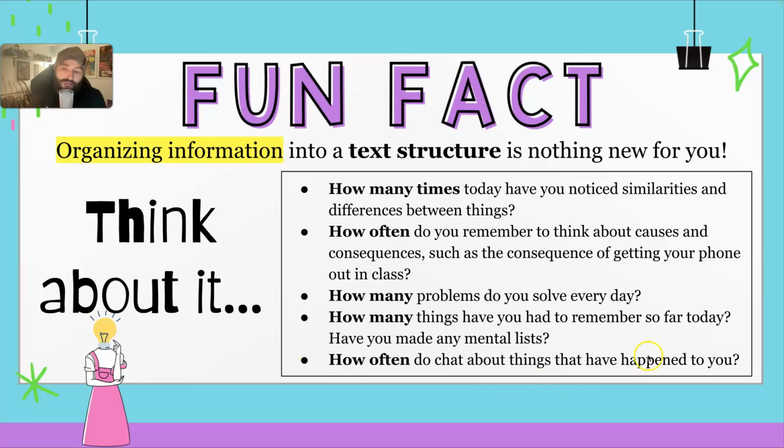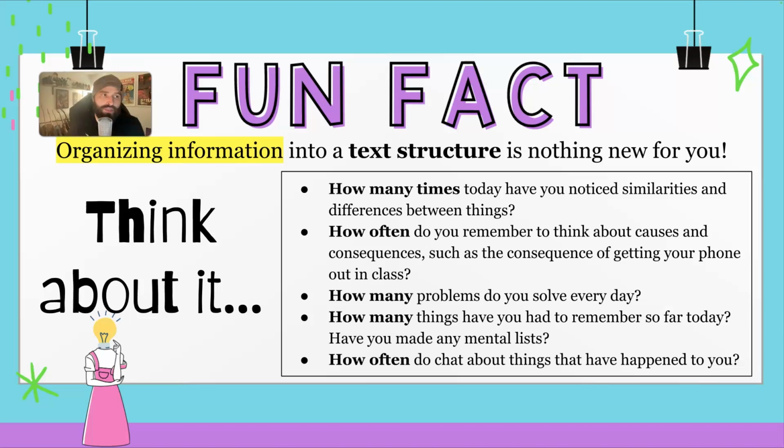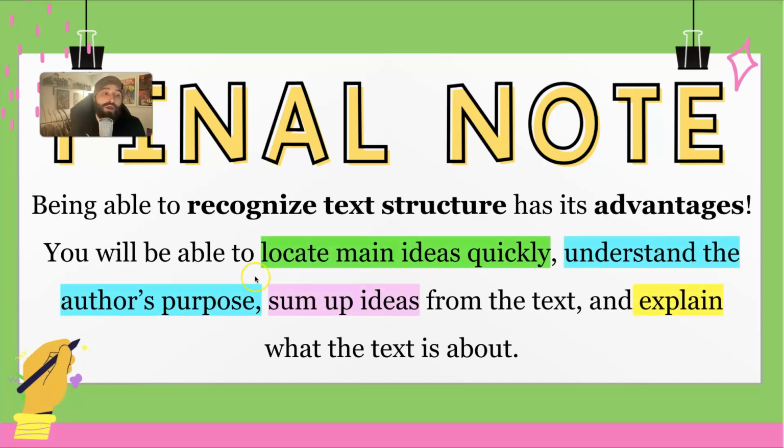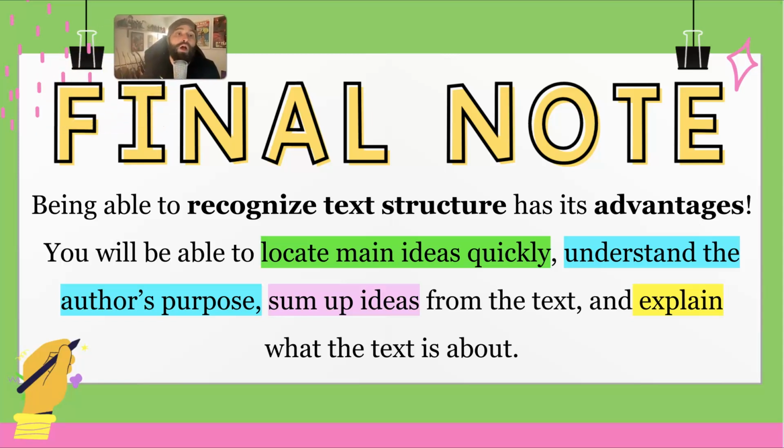Sequential. How often do you chat about things that have happened to you? You're describing every time you talk to somebody about something and just telling them about it. Tell about your day. That's a description. So you do these all the time. You use these skills all the time. And our last note, right? Hint, hint, summarizing everything that we've talked about. One more time, summarizing everything we've talked about today.